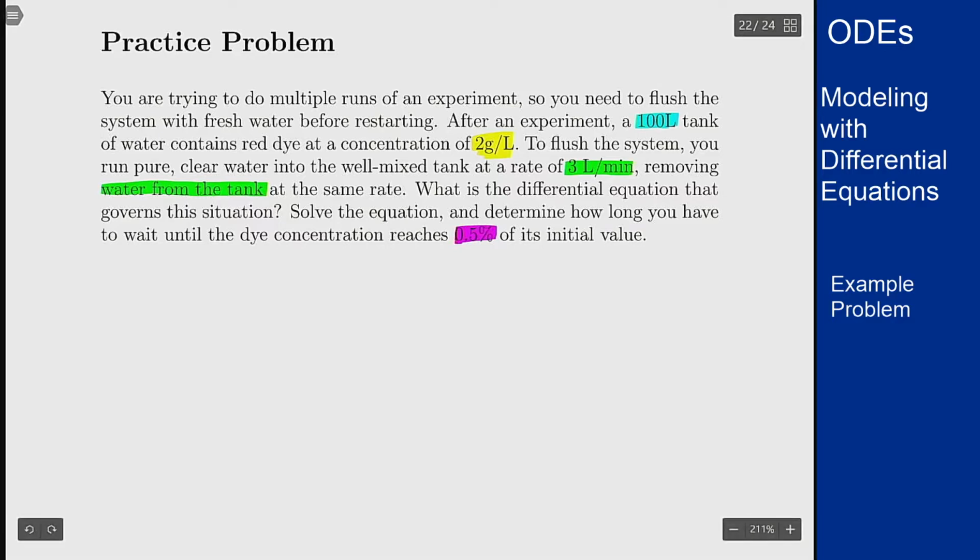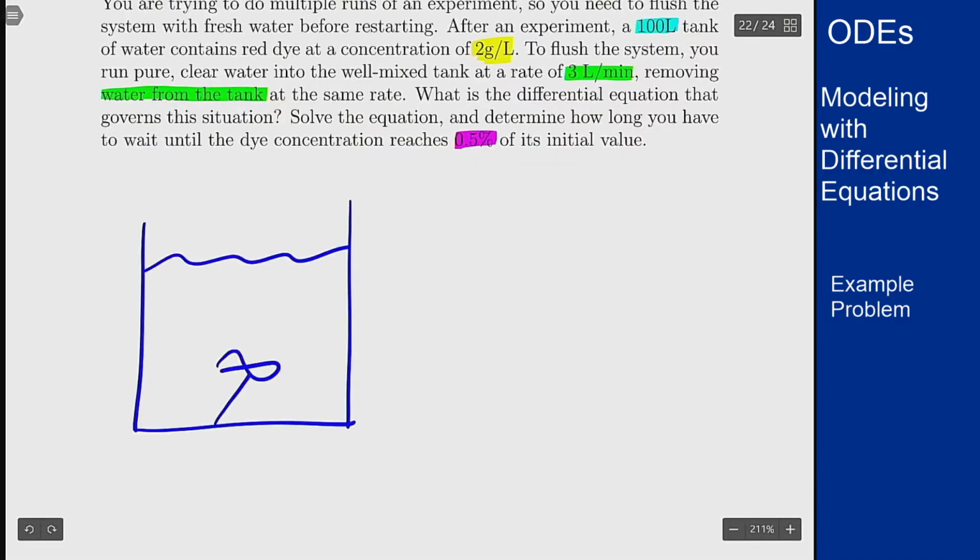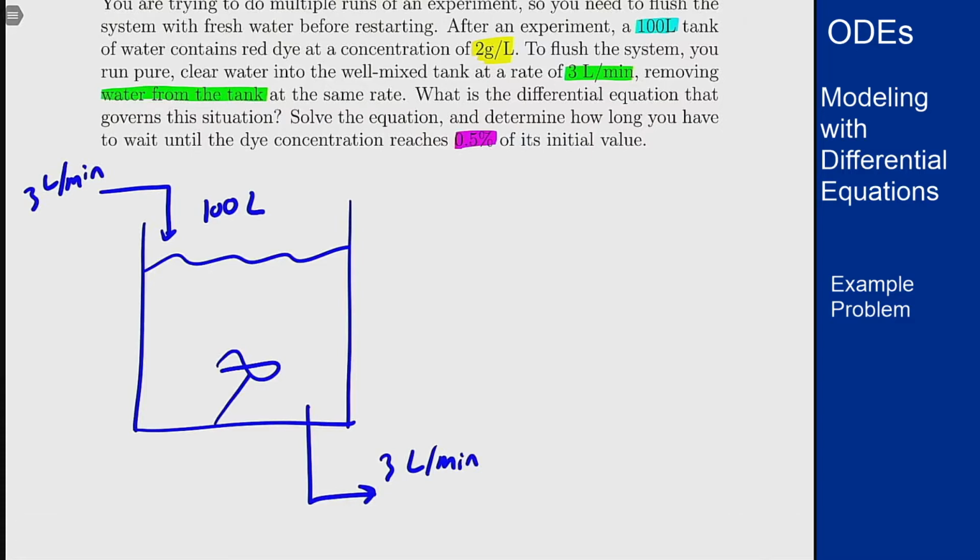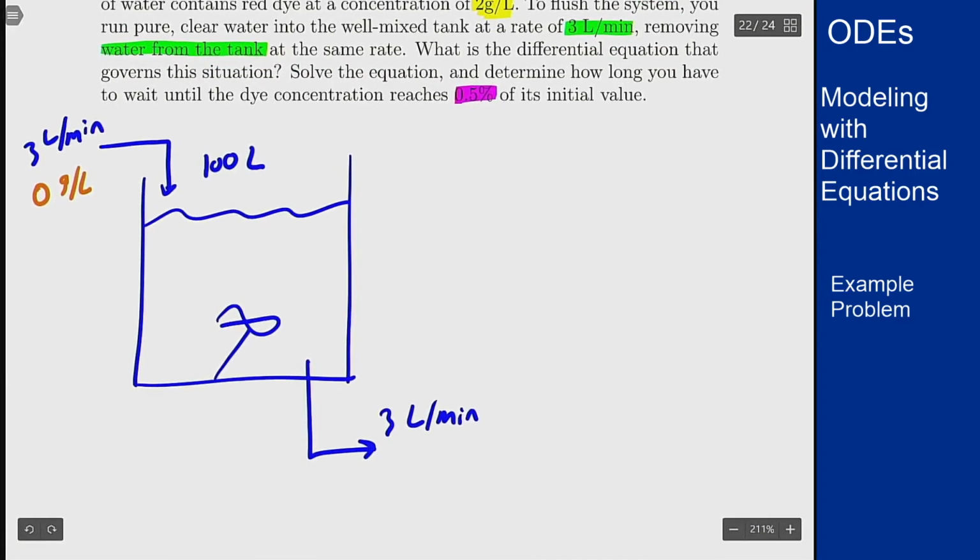So if we draw a sketch of this situation, we have our well-mixed tank here. It contains 100 liters. We know we are going to add in pure water at a rate of 3 liters per minute. And so we're going to have an outflow as well at 3 liters per minute. We know the concentration of dye in the input stream is 0. And the concentration in the output stream is the same as the concentration inside.